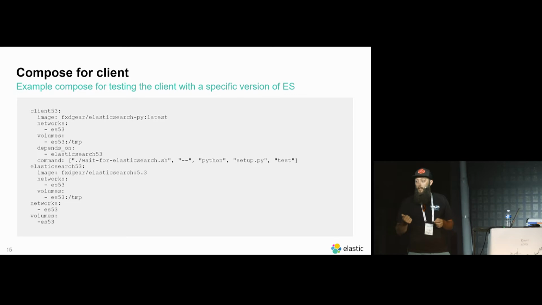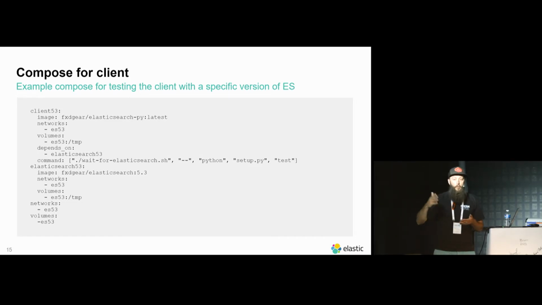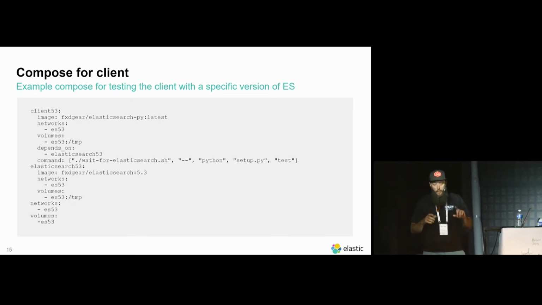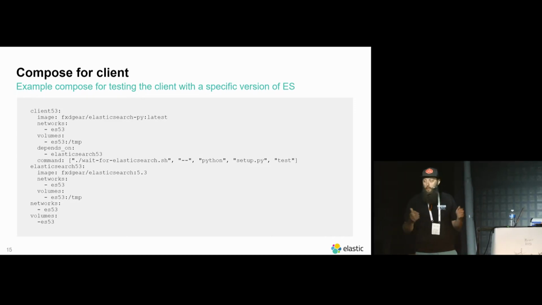And then next is the depends on. All that's really going to do is make sure that the Elasticsearch container has started before we actually start the Elasticsearch client container. But we still need that wait-for to make sure, because Elasticsearch has a boot up time. And then finally is the command, wait for Elasticsearch. The double dash is just basically a placeholder. You could specify a specific host in there if you wanted, and then python setup.py test, and this will actually run the tests.